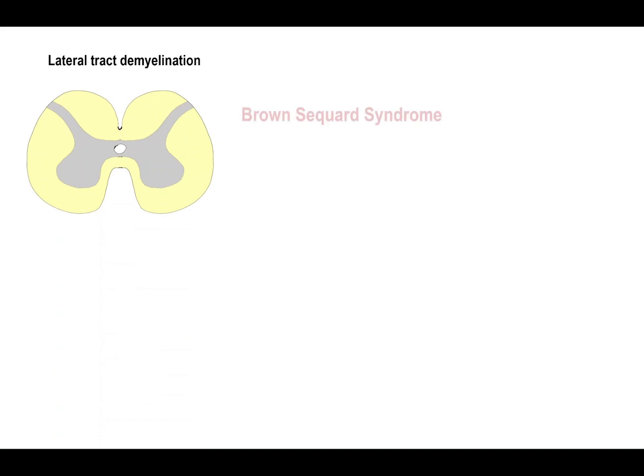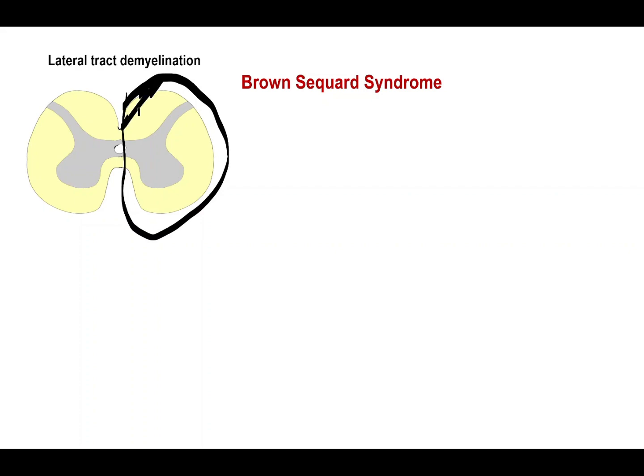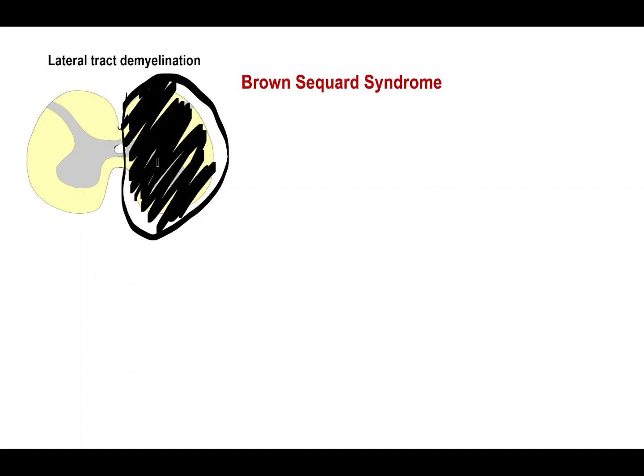Let's go to the next, lateral tract demyelination. In this case, let's say there's hemisection of the spinal cord. Brown-Séquard syndrome is when the entire one half of the spinal cord is damaged. Hemisection of the spinal cord. Okay, so that's what it is. The number one cause of spinal cord hemisection is a knife wound, sharp objects, trauma, bullets sometimes, but mostly sharp objects. Okay, trauma is the most common.